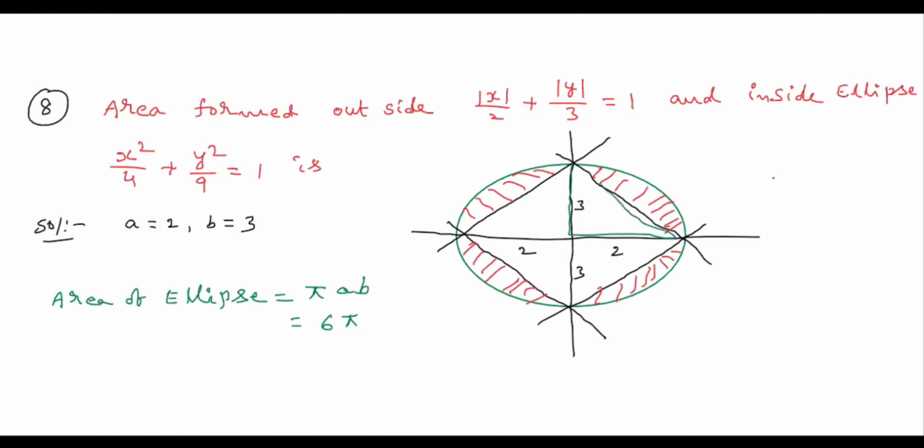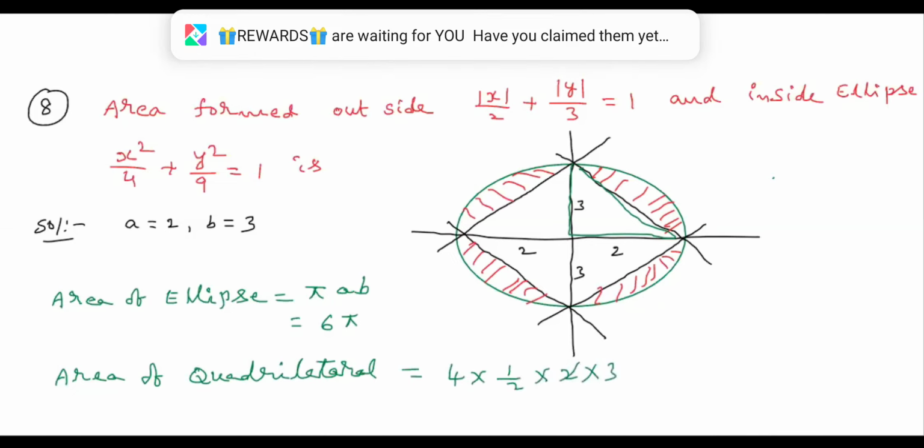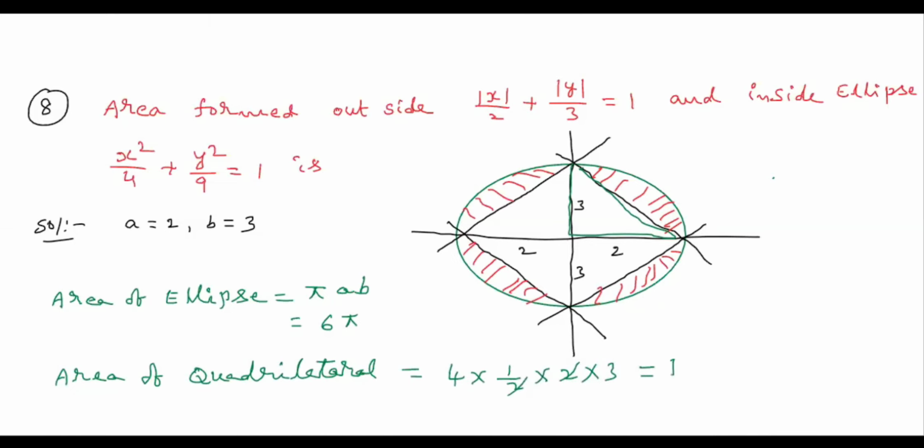How to find the inside area? Area of quadrilateral. It is divided into 4 parts. 4 into 1 by 2 into base into height. Observe that, here 2 cancels. Total 12. This is the inside area of the quadrilateral.